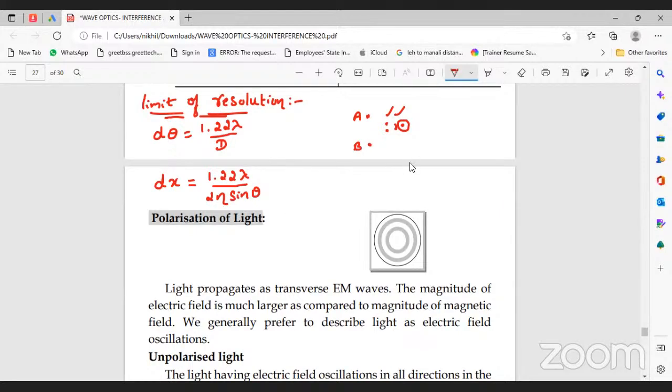So what is limit of resolution? It is the separation between the 2-point objects for which they are just resolved. Either it may be a linear separation or an angular separation. If it is a linear separation, it is denoted with dx, and if it is an angular separation, it is denoted with d theta.